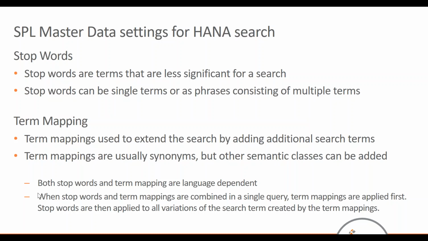If both stop words and term mappings are maintained, then the term mappings are applied first. To that text, first the term mappings would be applied, and then the stop words would be applied to all the different variations. Once the term mappings are applied, you will get a set of various search terms, and then on those search terms, the stop words would be applied.